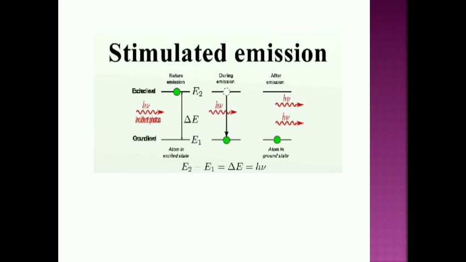So, we were discussing the three different ways in which an electromagnetic radiation can interact with matter: absorption, spontaneous emission, and stimulated emission.